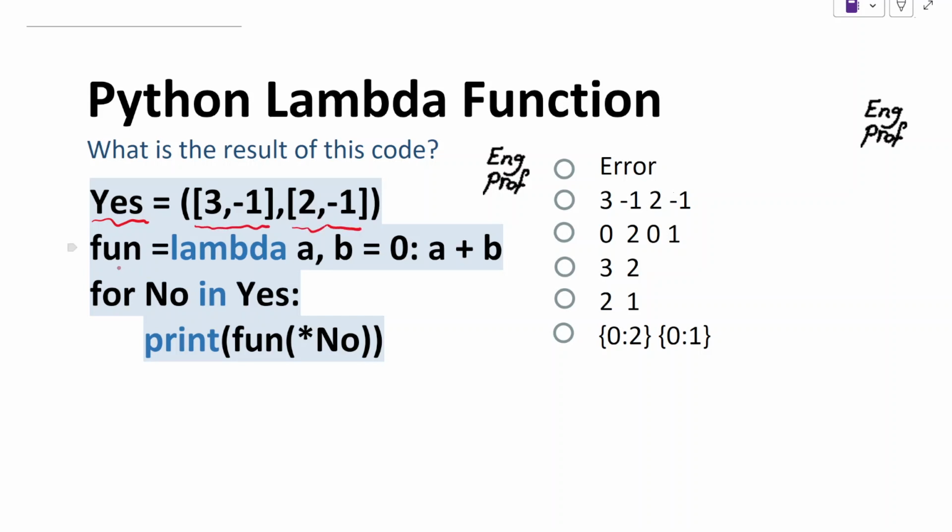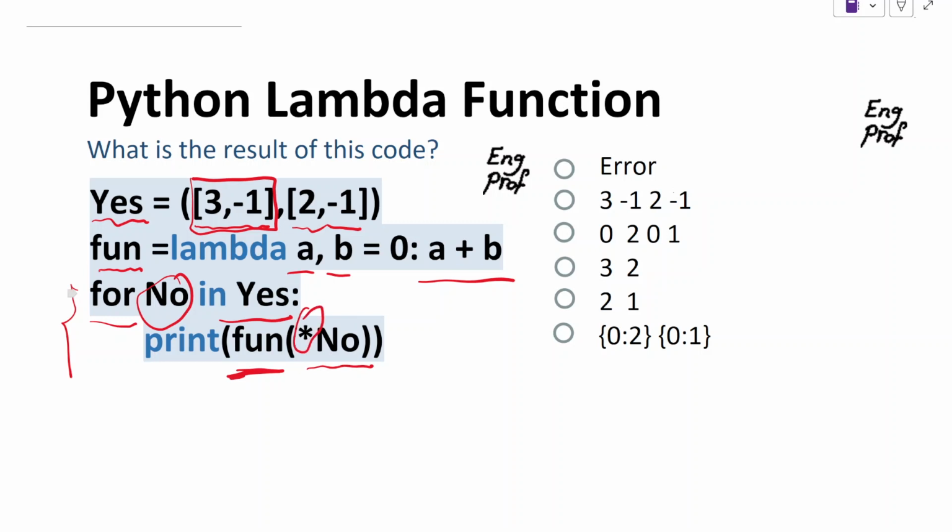And then we are defining an inline or anonymous Lambda function named fun, and it has two inputs, and then it generates output. And then we are supposed to run a for loop and find what is going to be printed out. So we are running function fun via the for loop on each element that we can find inside the yes, because we say for no in yes, which means for every element inside yes, the first one being the list 3, -1, run fun of everything inside no.